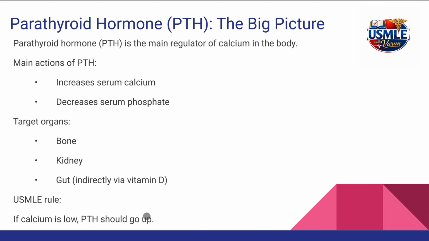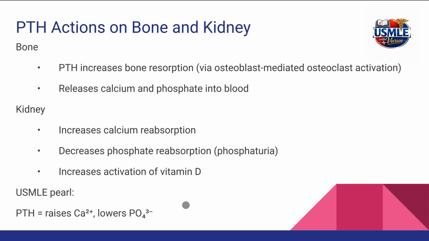If calcium is low, PTH should go up. PTH actions include, in bone, increased resorption. In kidney, it increases calcium reabsorption and decreases phosphate reabsorption. In bone, PTH increases bone resorption via osteoblast-mediated osteoclast activation. It releases calcium and phosphate into blood, whereas the kidney increases calcium reabsorption and decreases phosphate reabsorption, causing phosphaturia. It also leads to increased activation of vitamin D. PTH raises calcium and lowers phosphate.